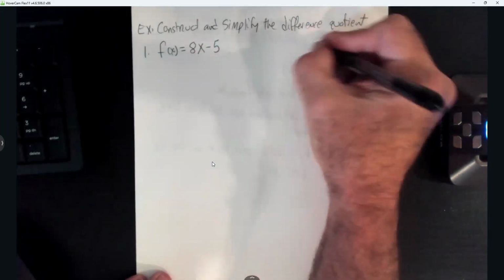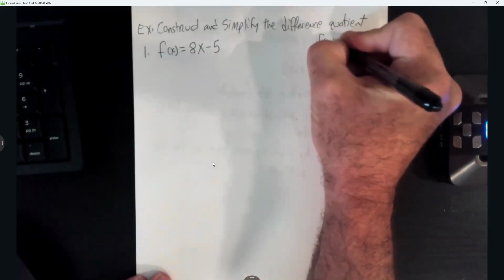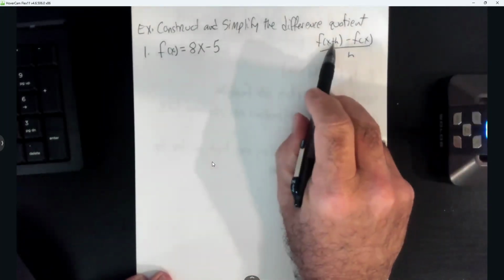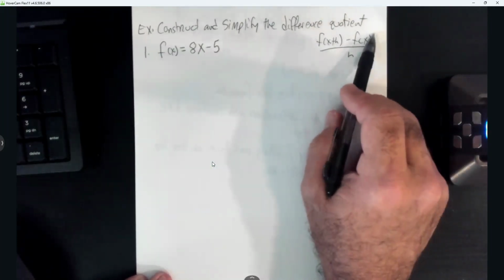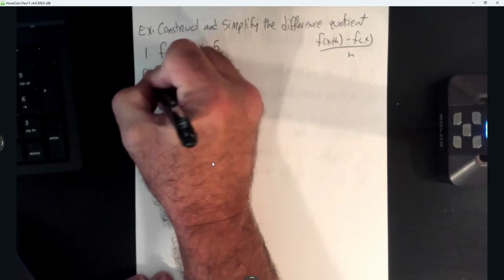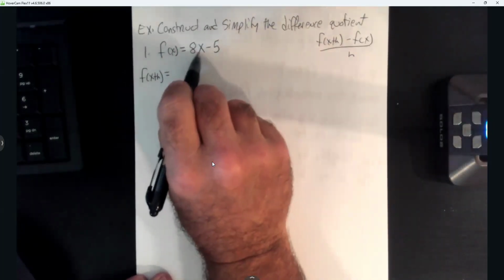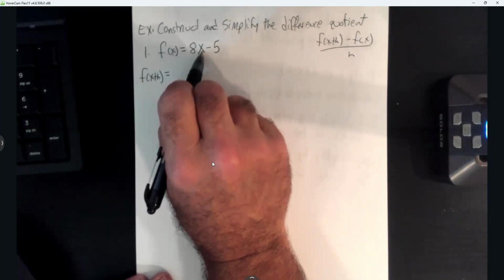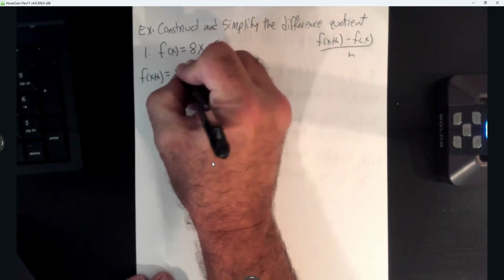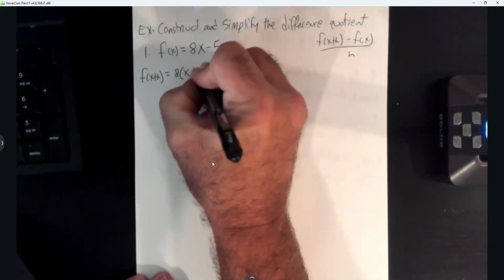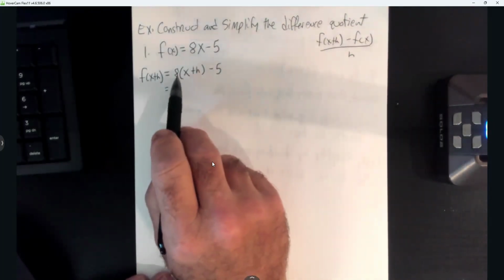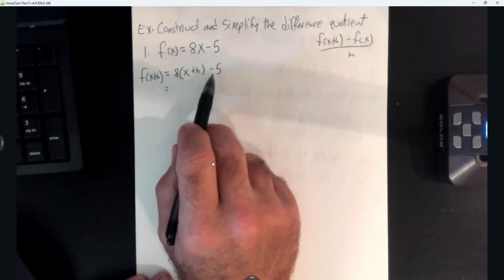All right, so the first thing I said, now remember, here's our formula. So I got to find f of x plus h because here's f of x. I know what to plug in there. So I got to find this f of x plus h. And that's going to equal this function. And in place of the x, we're going to put an x plus h. So that's going to be 8 times x plus h and then minus 5. So now we got 8 x plus h minus 5.